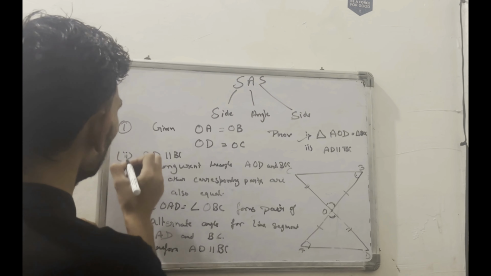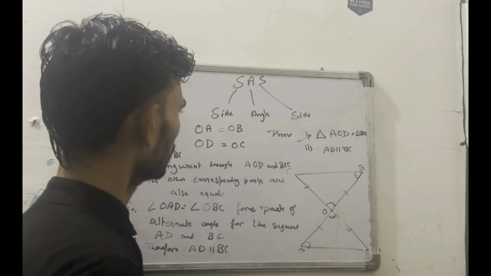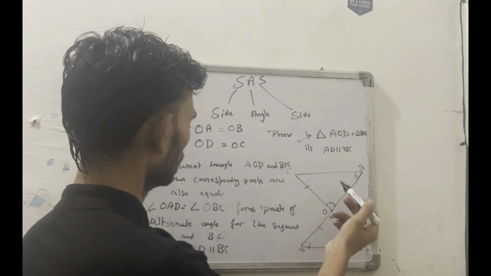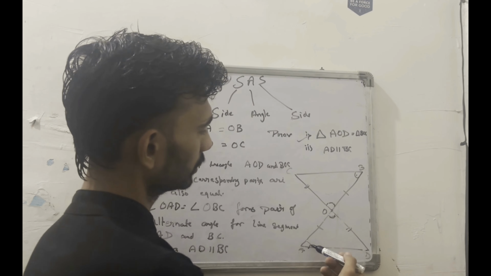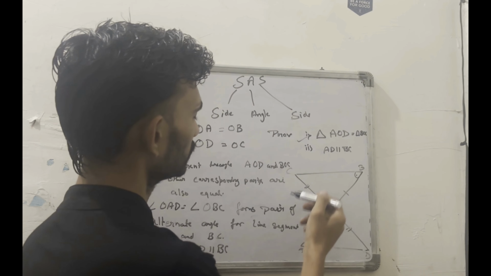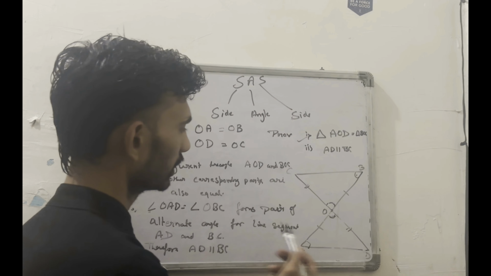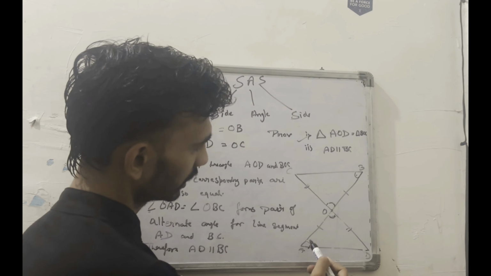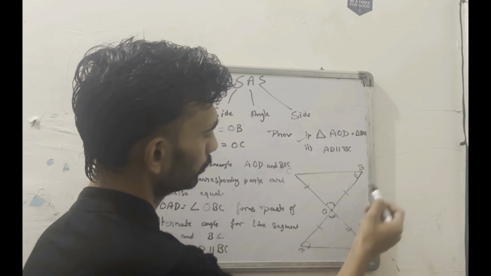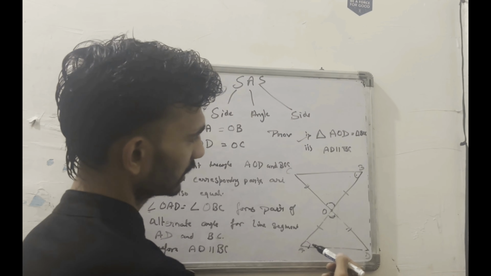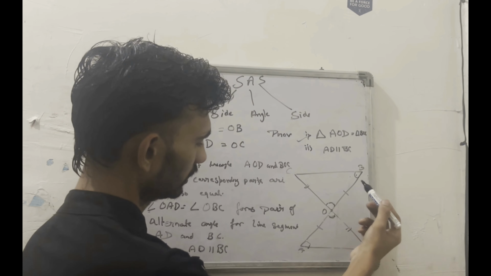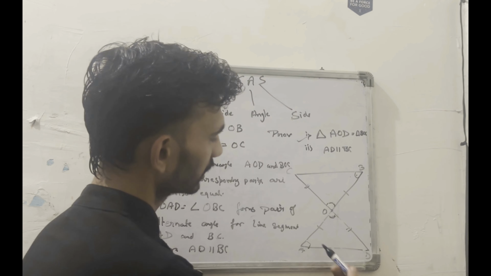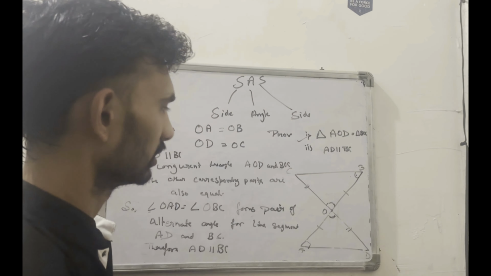That point is second, that we have proved that AD is parallel to BC. How? With the help of corresponding angles that lie between AOD and BOC. Then the angle AOD or OAD, that one angle, and the angle OBC, that one angle, form an alternate angle. So if the alternate angles are equal, then the line segments are also parallel.